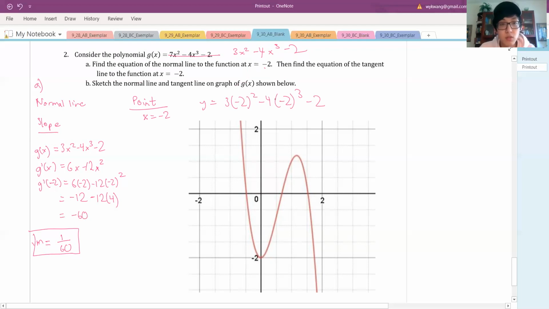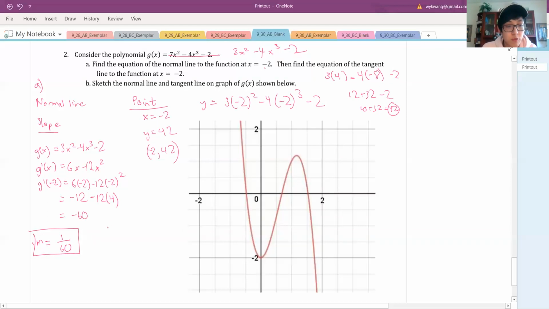So that's going to be equal to, this is kind of messy, 3 times 4 minus 4 times negative 8 minus 2. So that's 12 plus 32 minus 2. So that's 10 plus 32, which is equal to 42. Okay, so my y is equal to 42. So I have the point negative 2 comma 42.